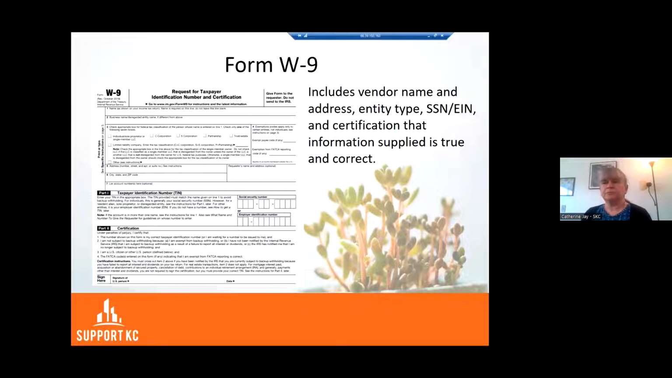And then they should supply either a social security number or an employer identification number. Sometimes vendors will put both, especially the ones that have the sole proprietor or the DBA designation. They might put both numbers on there. If you're entering this in your accounting system, you would want to use the social security number. The IRS has said that if a vendor gives both numbers, the IRS would prefer that we use the social security numbers.